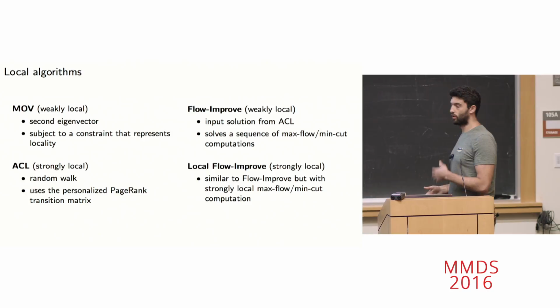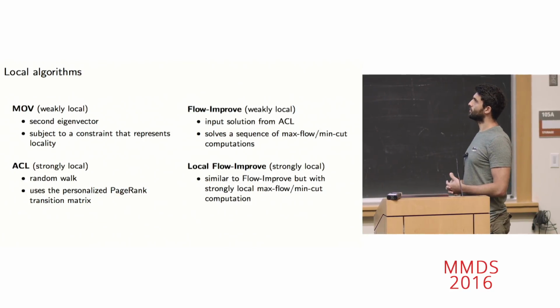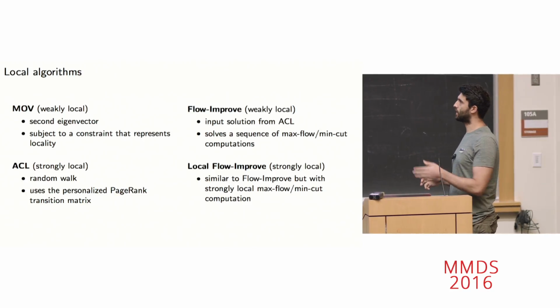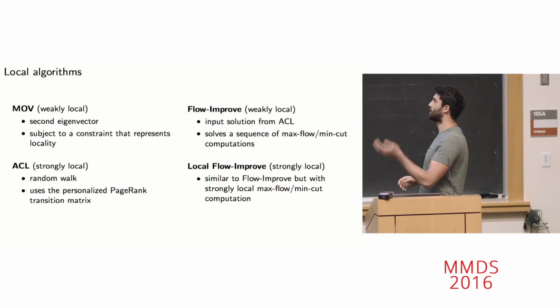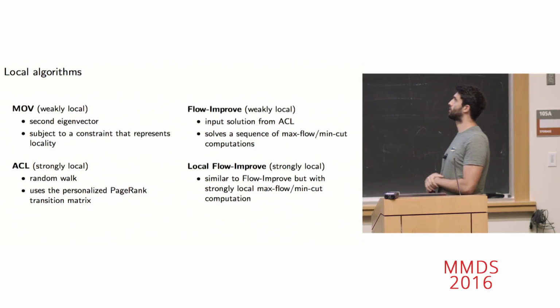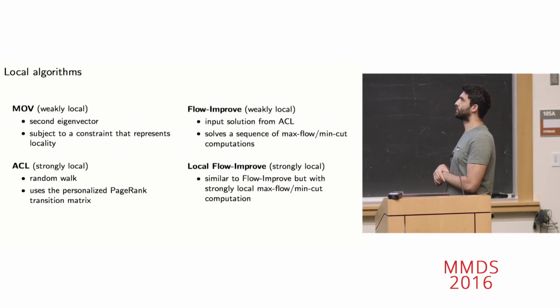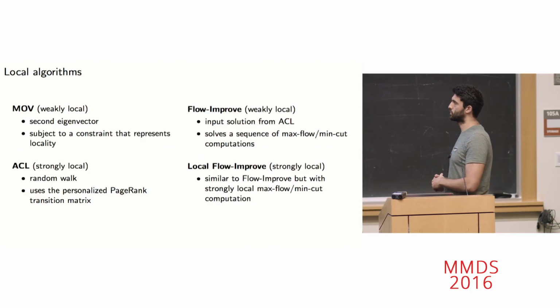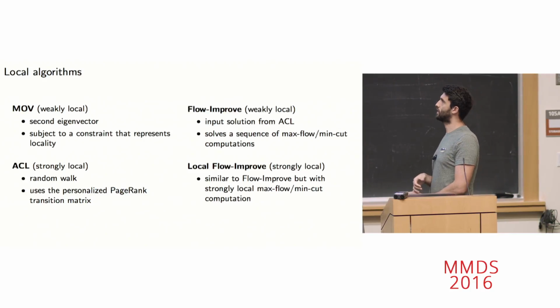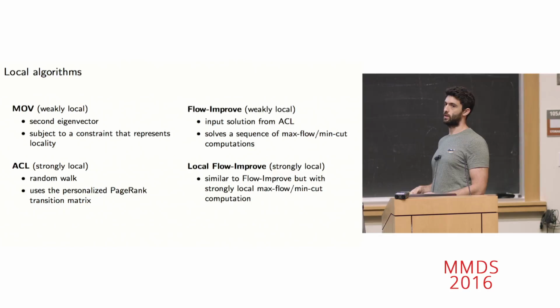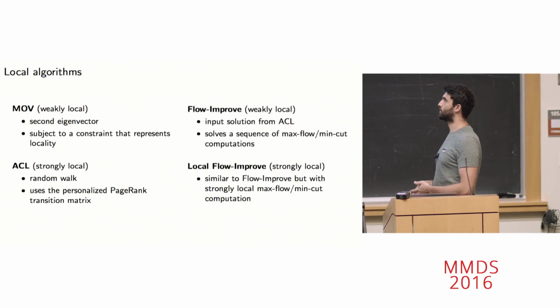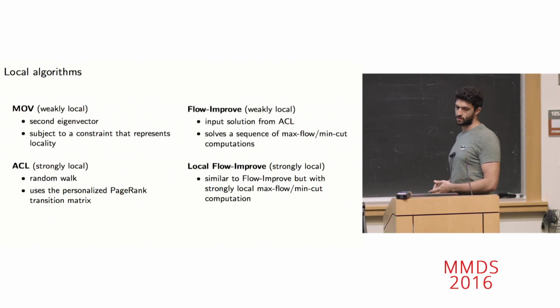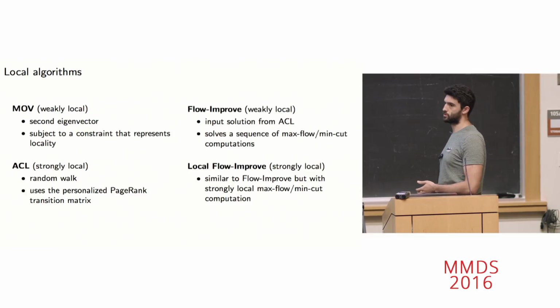Okay, what are these four algorithms? What are they doing? They are mainly spectral algorithms, which are shown on the left, and flow algorithms, which are shown on the right. On the left, first is MOV. MOV is weakly local. It looks for the second eigenvector of the normalized Laplacian matrix, subject to some constraint that represents locality with respect to the seed set.